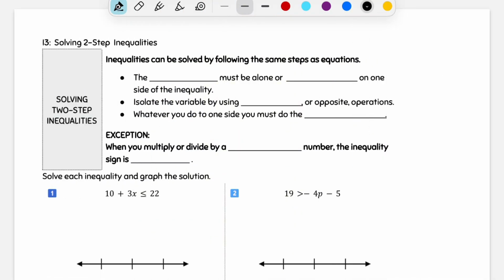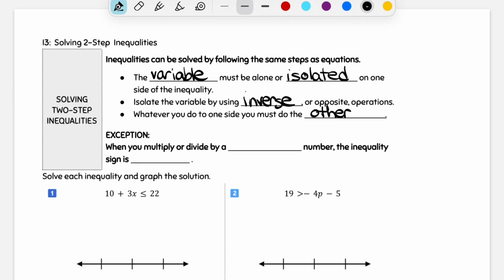Inequalities can be solved by following the same steps as equations. To do so, the variable must be alone or isolated on one side of the inequality. Isolate the variable by using inverse or opposite operations. Whatever you do to one side, you must do to the other.